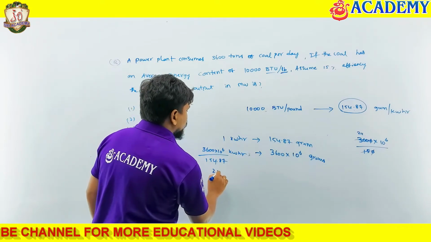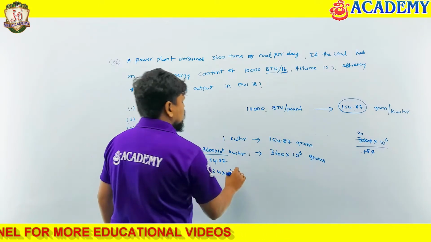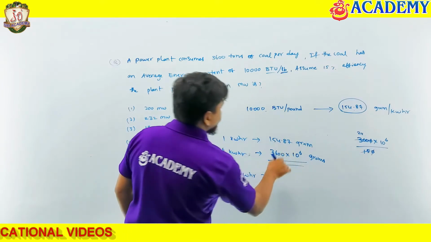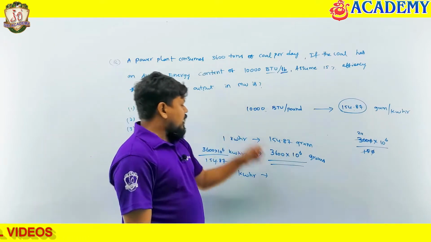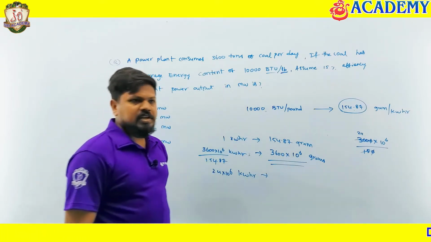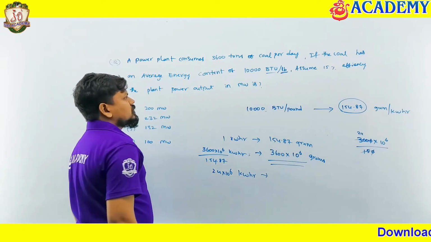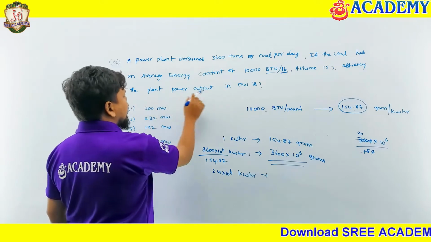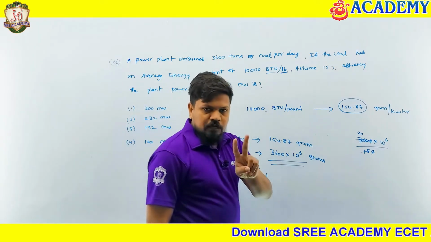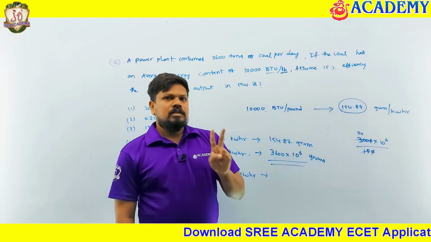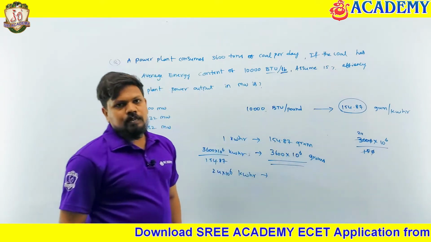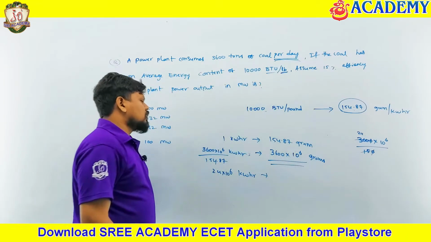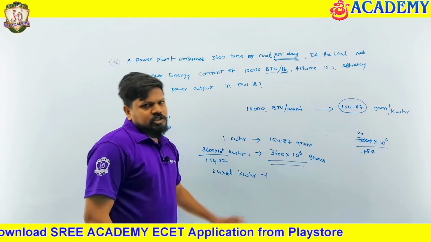24 into 10 power 6 kilowatt hours of energy will be produced whenever you use this much coal. That means per day we are getting this much energy. What they are asking is in terms of megawatts: what is the planned power output? We operate this thermal power plant 24 hours, because they have given per day this much is taken. That means this much energy is produced.